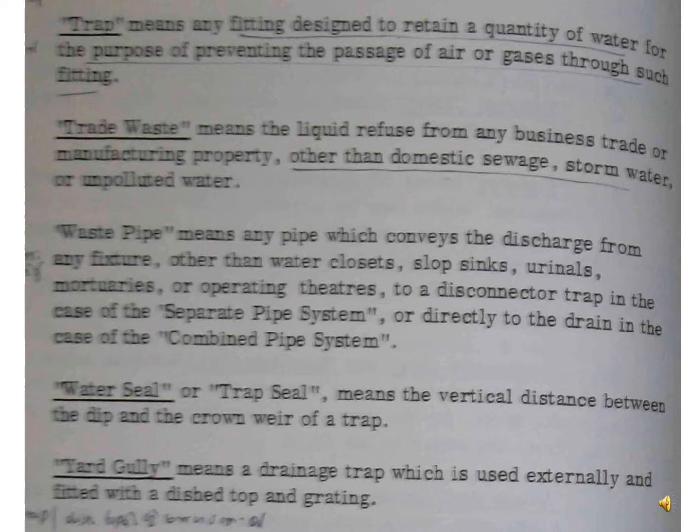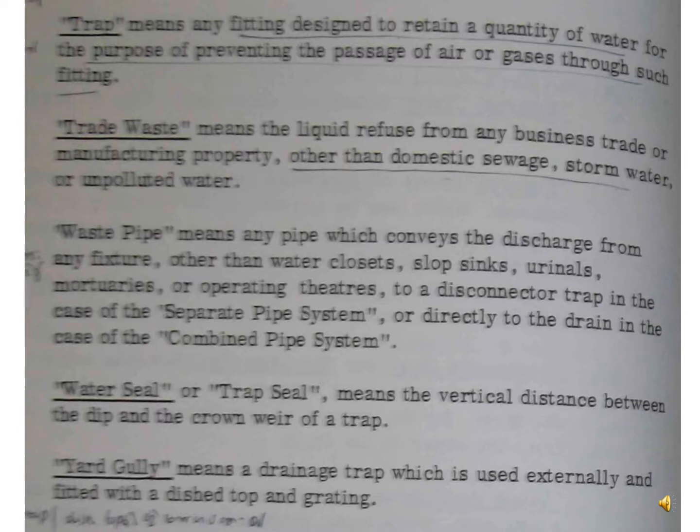Trade wastes are the discharge from the factory, or the liquid discharge or the oil discharge or the waste discharge. Waste pipe means any pipe which conveys the discharge from any fixture other than the water closet, slop sink, urinals, mortuaries and operating theaters to the disconnector trap in the case of the straight pipe system, or directly to the drain in the case of the combined pipe system. So those are the waste pipes.